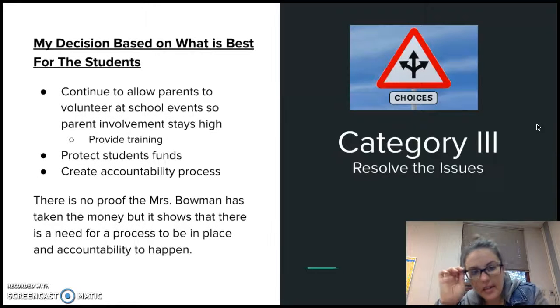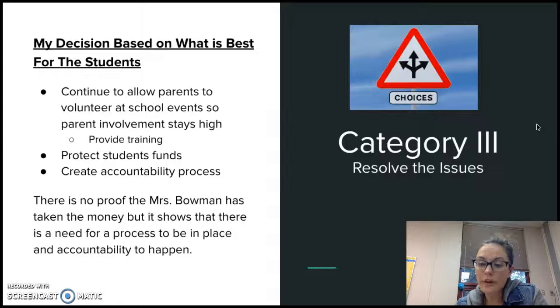So my decision is based on what is best for students. I want to continue to allow parents and volunteers to come into our schools. We want to continue that community relationship. However, we need to provide training to them to make sure that this does not happen again. It's important that we protect student funds because the funds are there to support our students and allow them access to activities and resources. Lastly, we want to create an accountability process.